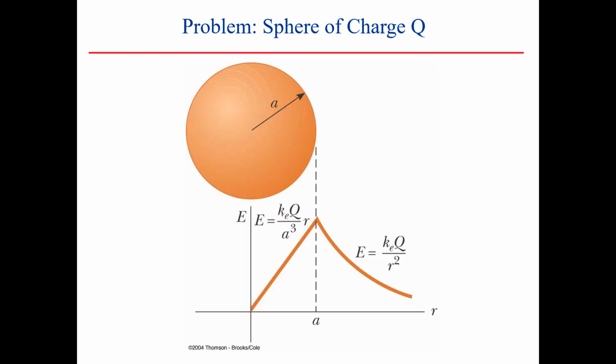So, this is the graph of the electric field. For points inside, it is linear, increasing. But once it goes outside, approaching infinity, it decreases. Okay? It is a function of 1 over r squared.